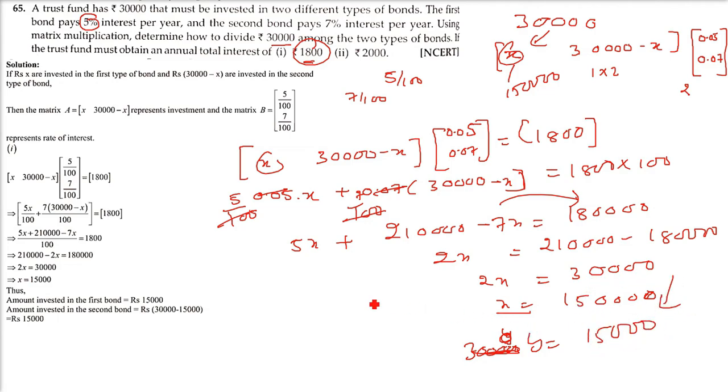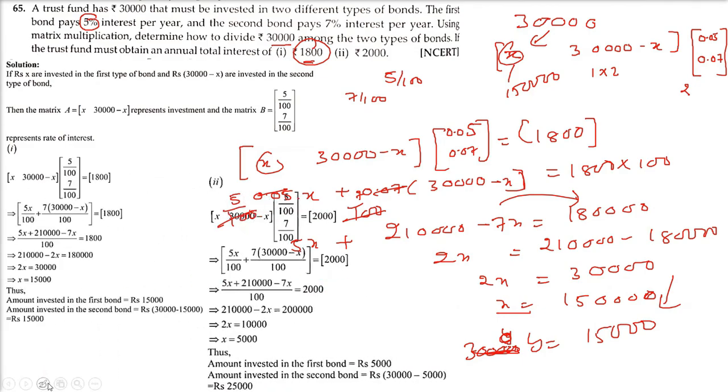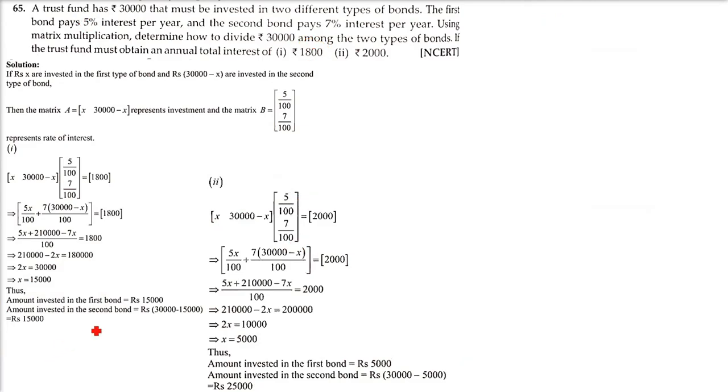Now this is the first part. The second part is the same. You just have to equate not with 1,800 but with 2,000. Same thing remains, everything remains the same, no change. Here you will get x as 5,000. Subtract it from 30,000 and you will get 25,000.